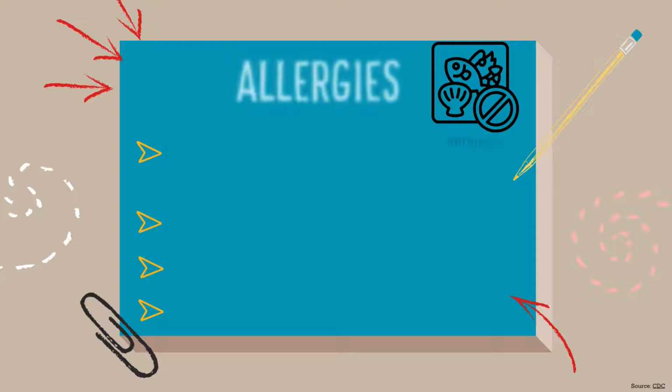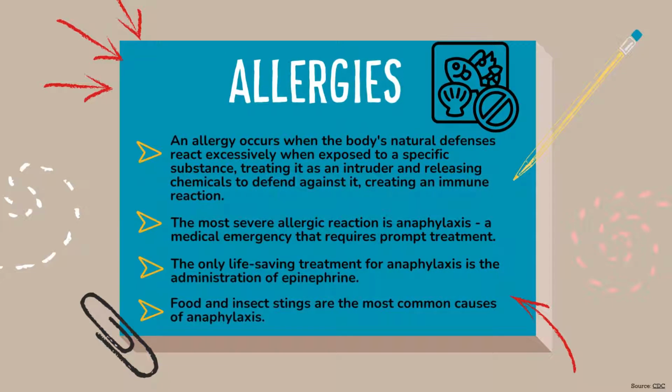An allergic reaction occurs when the body's natural defenses react excessively when exposed to a specific substance, treating it as an intruder and releasing chemicals to defend against it, creating an immune reaction. This overreaction can range from a mild response to severe and life-threatening. The most severe reaction is called anaphylaxis, a medical emergency that requires prompt treatment with an epinephrine auto-injector. Anaphylaxis occurs most often from various foods and insect stings.